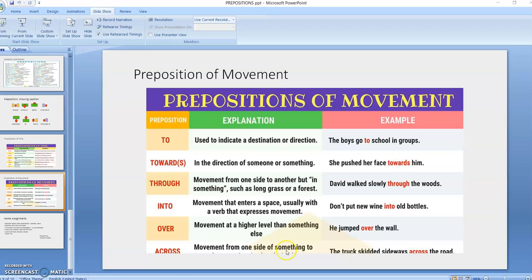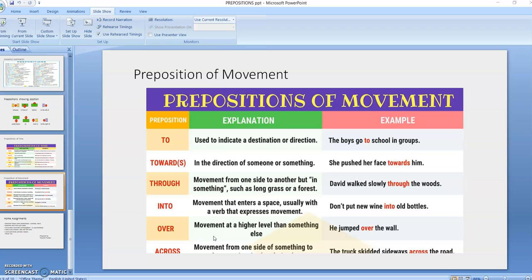Across, movement from one side of something to the other side. The truck skidded sideways across the road. So these are the prepositions of movement, which show the different types of movement of the noun and also the object in the sentence.